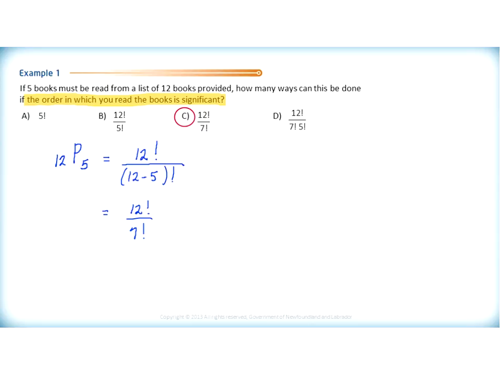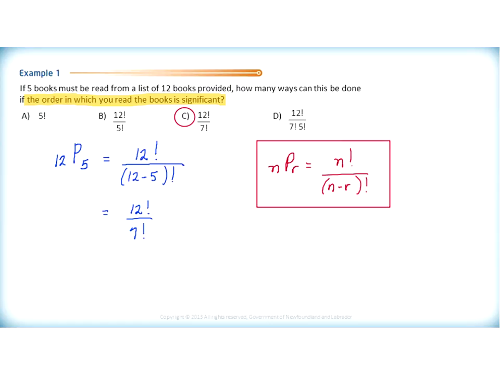You have to identify the variables, and the formula that you will use here would be n permute r, which is equal to n factorial divided by n minus r factorial. You should also note at this time that this formula will be provided for you on the public exam.